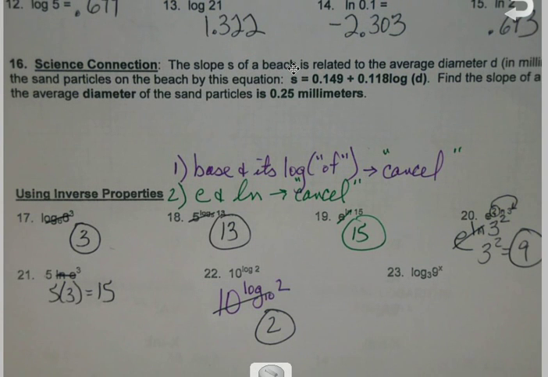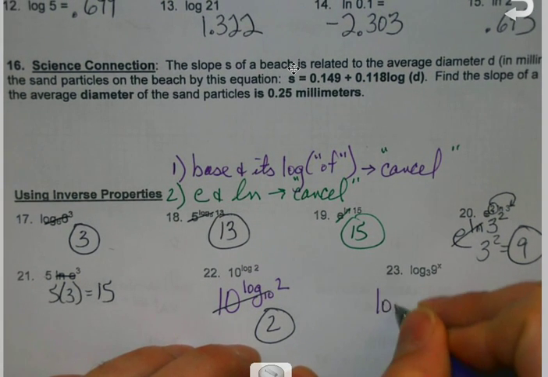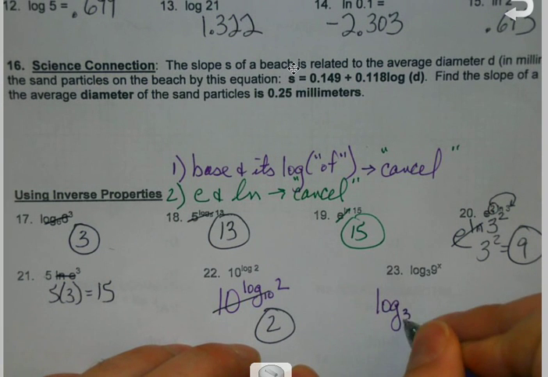I want to be able to cancel these, right? But I can't cancel 3 and 9. They're not the same. So here's what we're going to do. We're going to do something called a change of base.